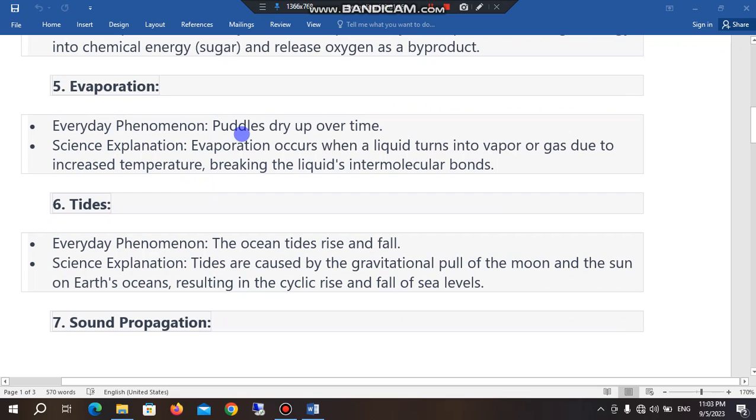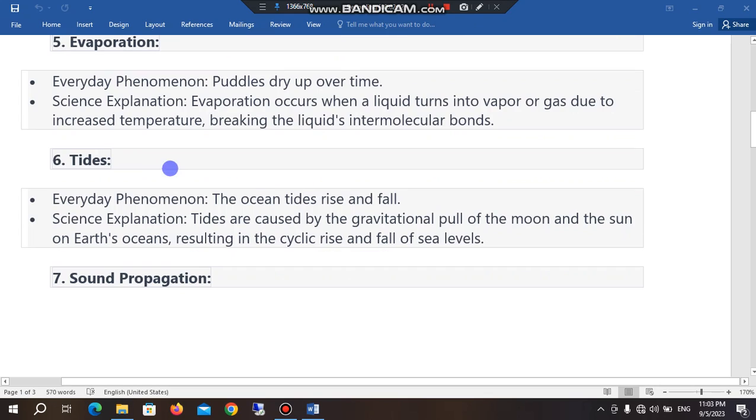Point number 5, evaporation. Everyday phenomenon. Puddles dry up over time. Science explanation. Evaporation occurs when a liquid turns into vapor or gas due to increased temperature, breaking the liquid's intermolecular bonds.